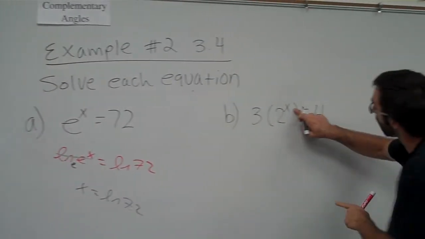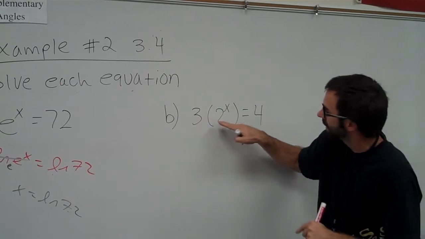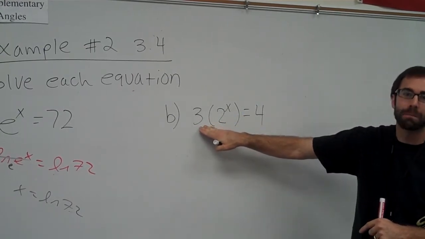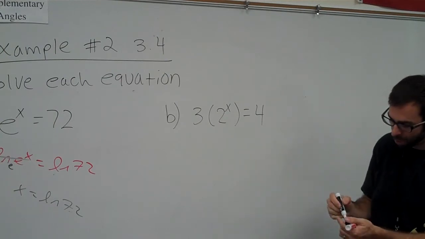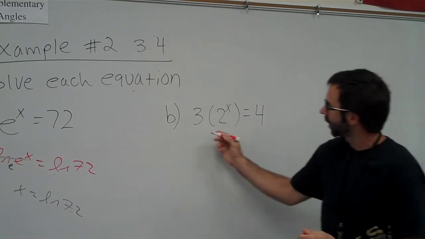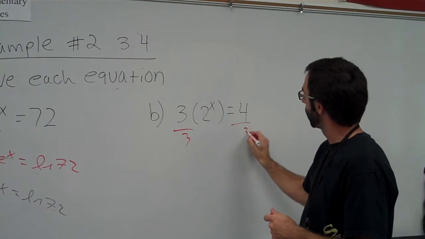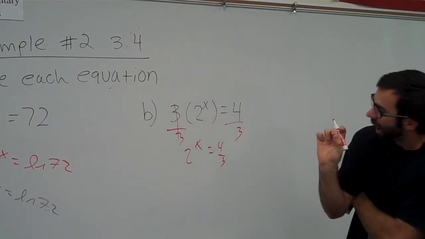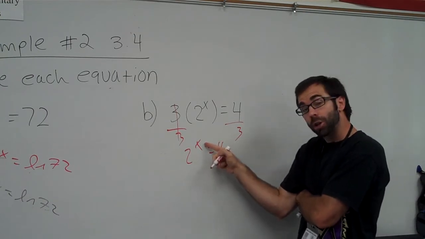Same thing, we want to go ahead and solve for x here. So we have 3 times the quantity 2 to the power of x is equal to 4. So since this is a multiple, let's just go ahead and divide both sides by 3. Okay, so I'm going to go ahead and divide both sides by 3 here. Alright, 2 to the power of x equals 4/3. Okay, so our goal now again is to get x all by itself.